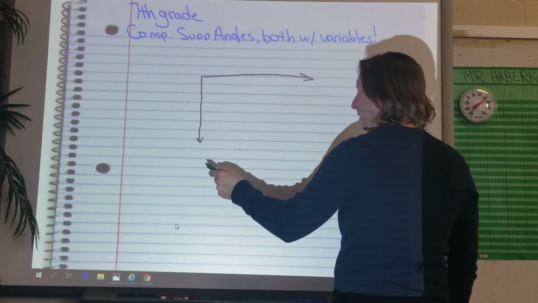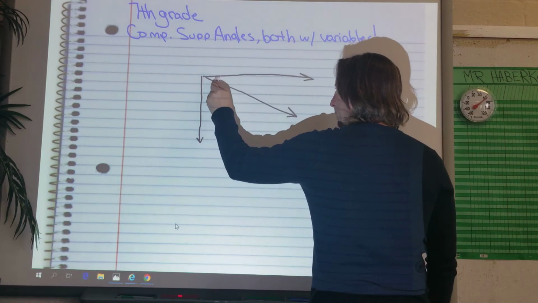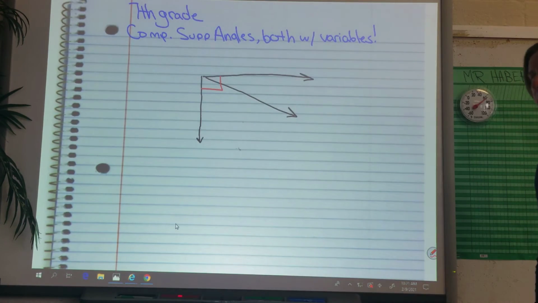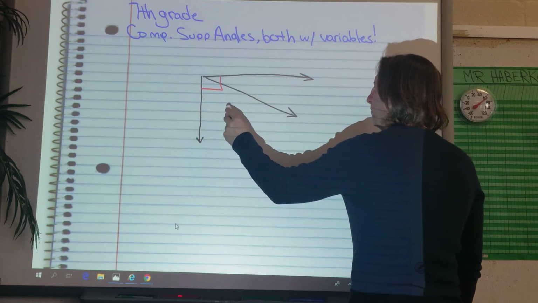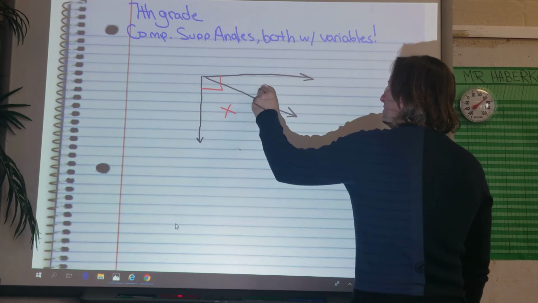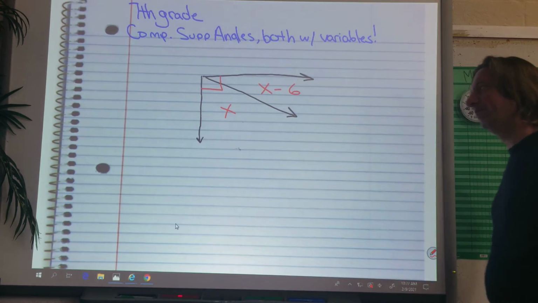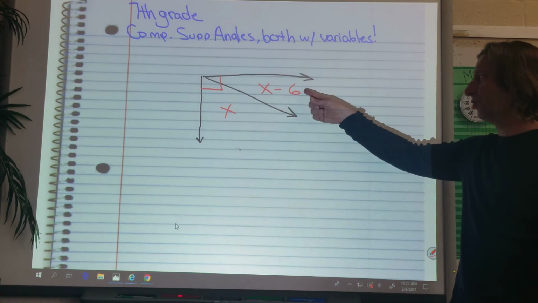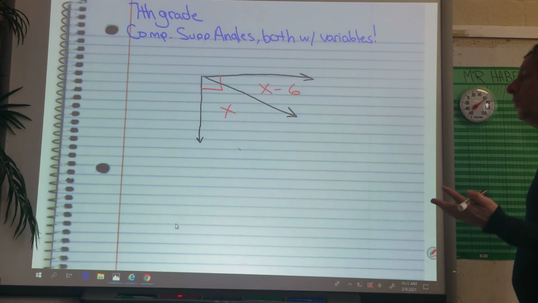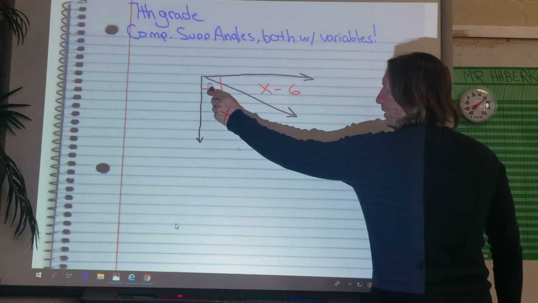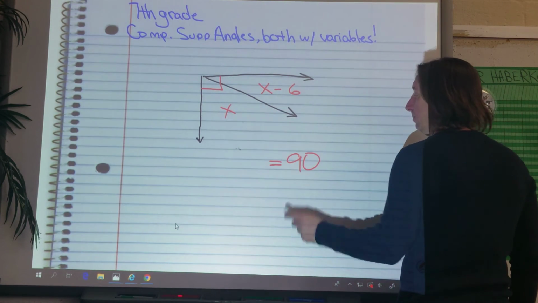Uh-oh, an upside down angle. But it's got that little square in it, so we know it adds to 90, right? So I'm going to do a little bit different. We'll say this is x. I'm going to say this is x minus 6. So that means this angle is 6 smaller than this one. Well, we got to make an equation. We know because it's a right angle, we know it adds to 90.